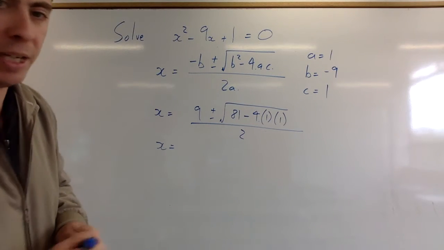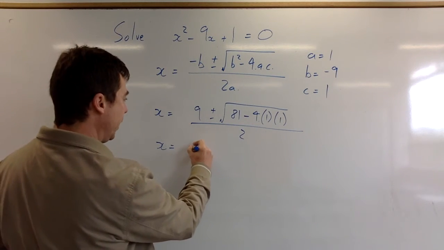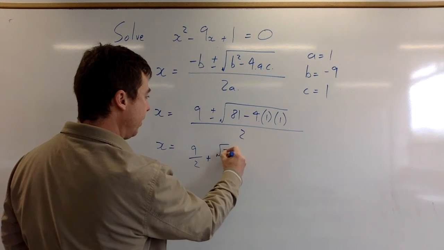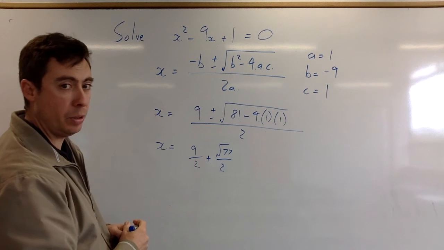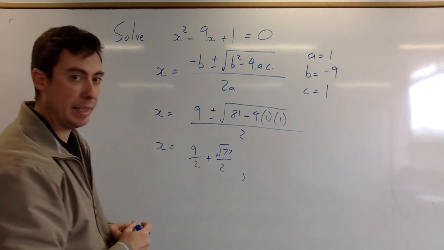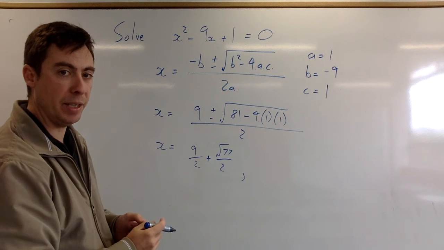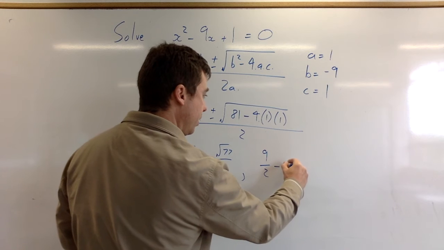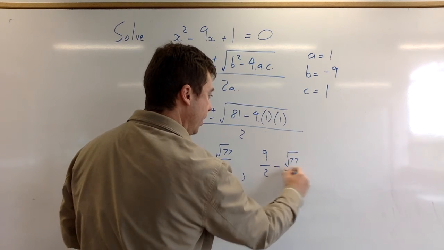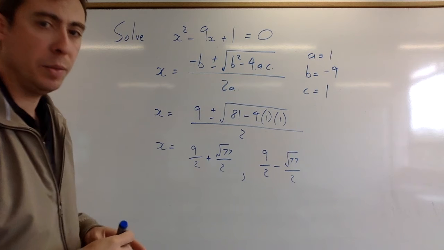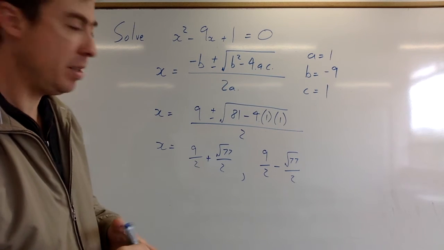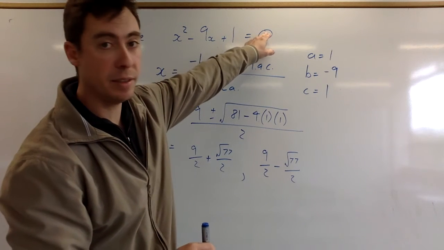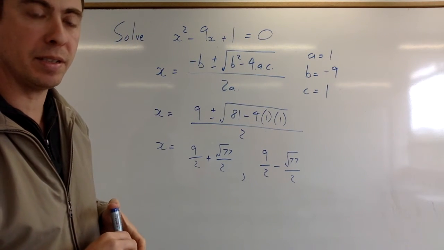When we have that plus minus square root, what we're saying is we have 4.5, 9 on 2, plus the square root of 77 on 2, or you can just communicate that with a comma, 9 on 2 minus the square root of 77 on 2. We found numbers that if we put them back into this quadratic, we will get the answer 0. So we found those x solutions.